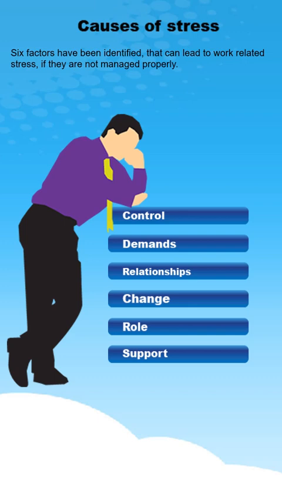There are 6 factors that can lead to work-related stress if they are not managed properly. These are control, demands, relationships, change, role, and support.